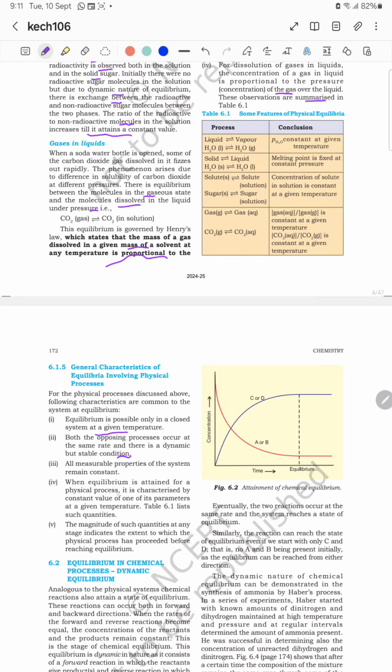When equilibrium is attained for a physical process, it is characterized by a constant value of one of its parameters at a given temperature. The magnitude of such quantities at any stage indicates the extent to which the physical process has proceeded before reaching equilibrium.